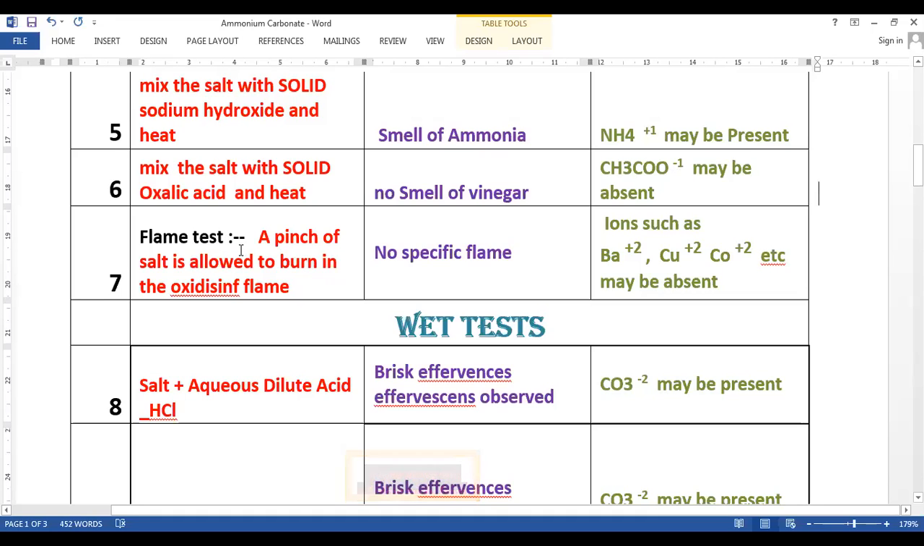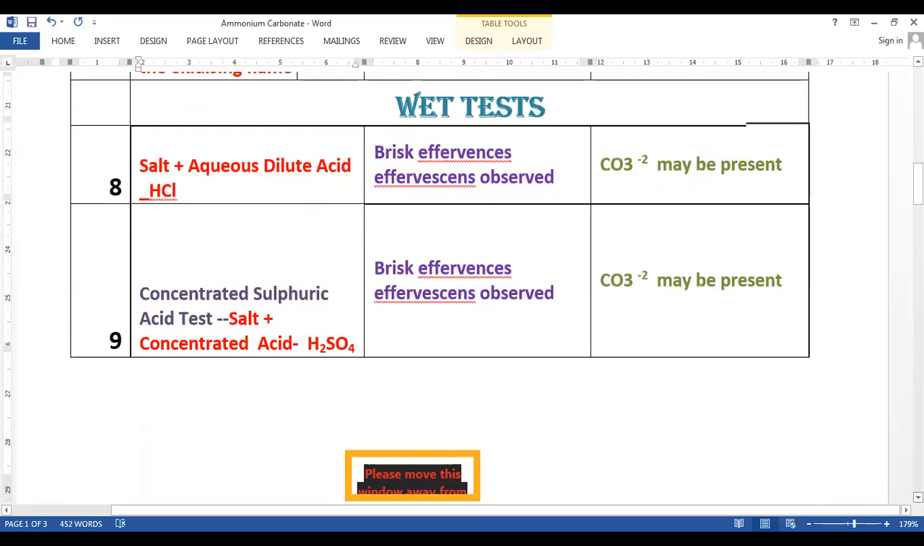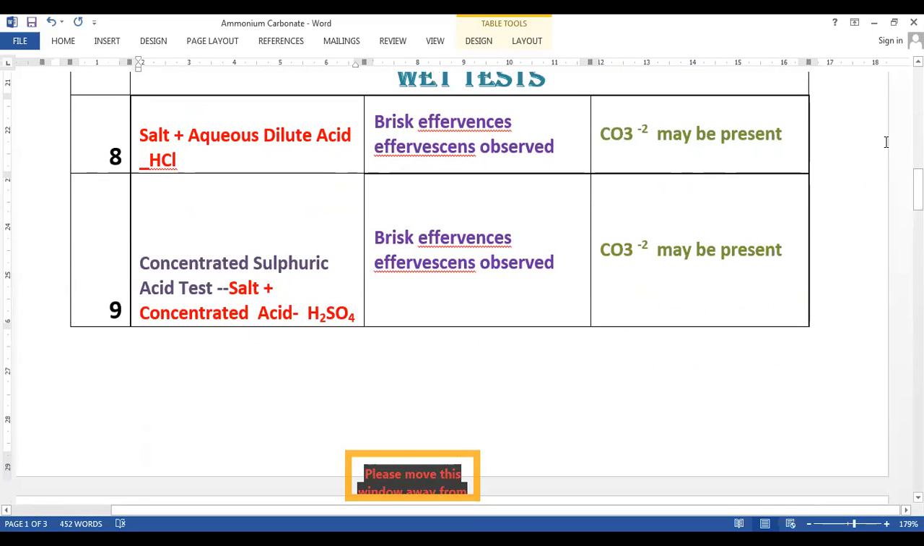Now, my dear students, we are going to perform the flame test. A pinch of salt is allowed to burn in the oxidizing flame. When we burn the salt in the oxidizing flame, there is no specific colored flame observed, and that is why the ions such as Ba plus 2, Ca plus 2, etc. may be absent. Now, my dear students, we are going to perform the wet tests.